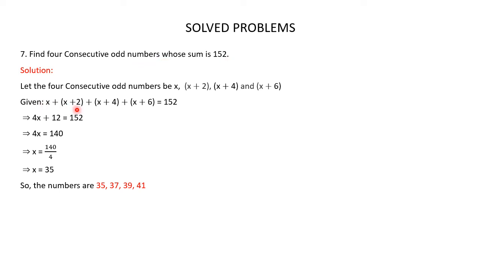So x plus x plus 2 plus x plus 4 plus x plus 6 is equal to 152. So 4x plus 12 is equal to 152. Move 12 to the other side. Then you'll get 4x is equal to 152 minus 12, which is 140. So x is equal to 140 divided by 4, which is 35. Now you found the value of x as 35. So the four consecutive odd numbers are 35, 37, 39 and 41.